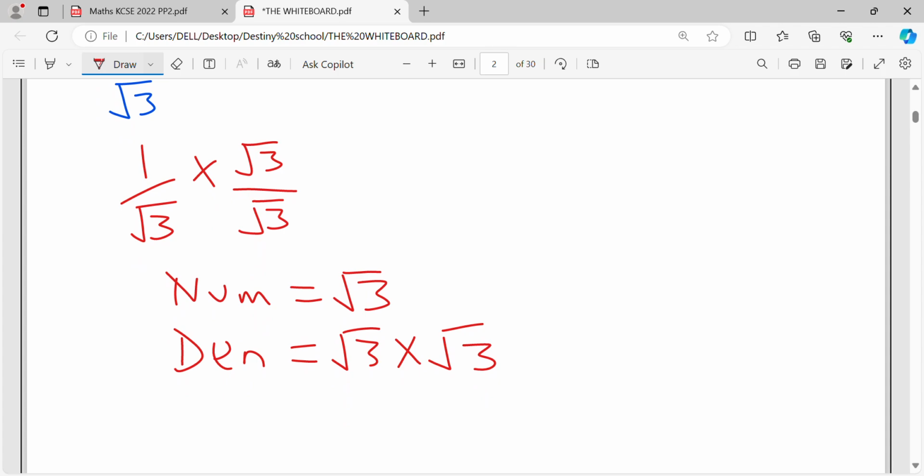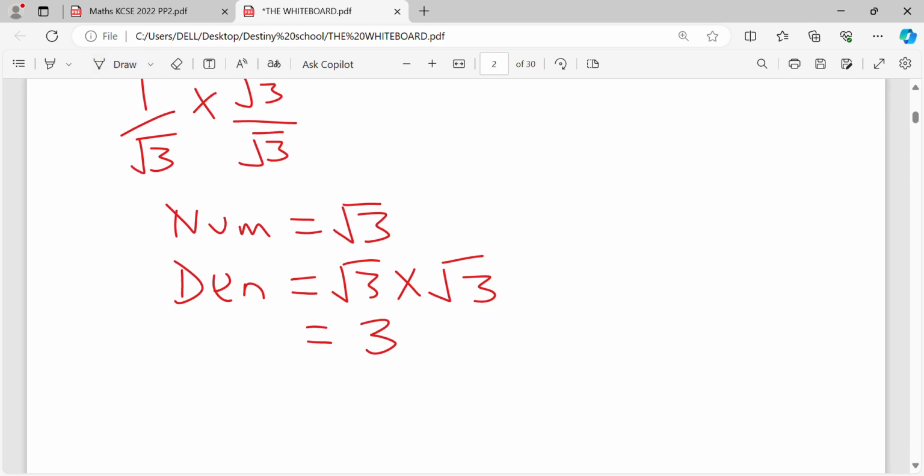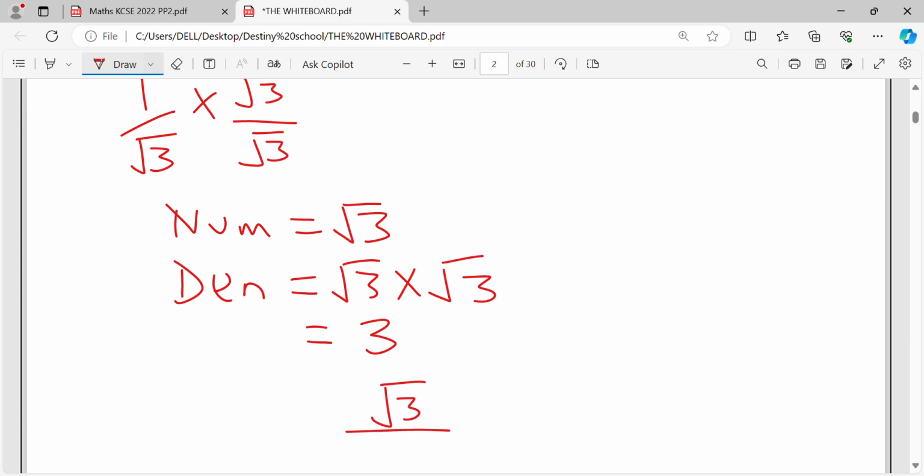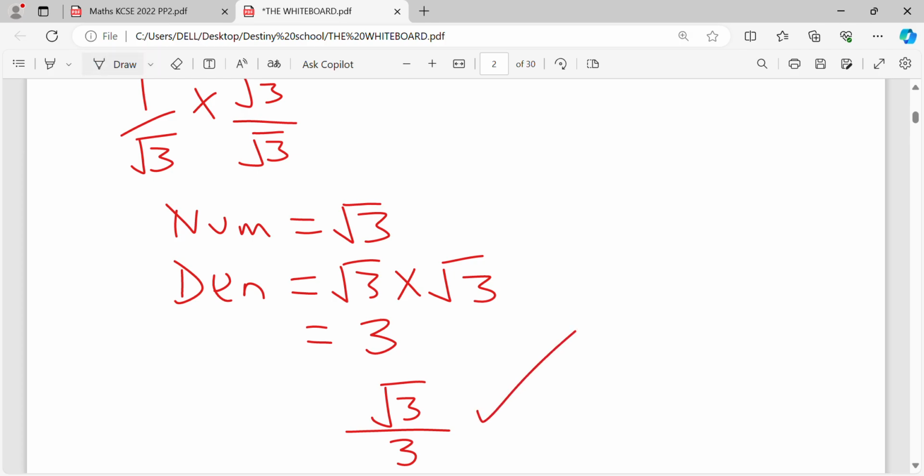Then on the denominator, what do we have? Root 3 times root 3. And what did we say about this? When what is inside the root is similar to another thing inside the root, the answer ends up being just 3, because it will be root 9, and the square root of 9 is just 3.